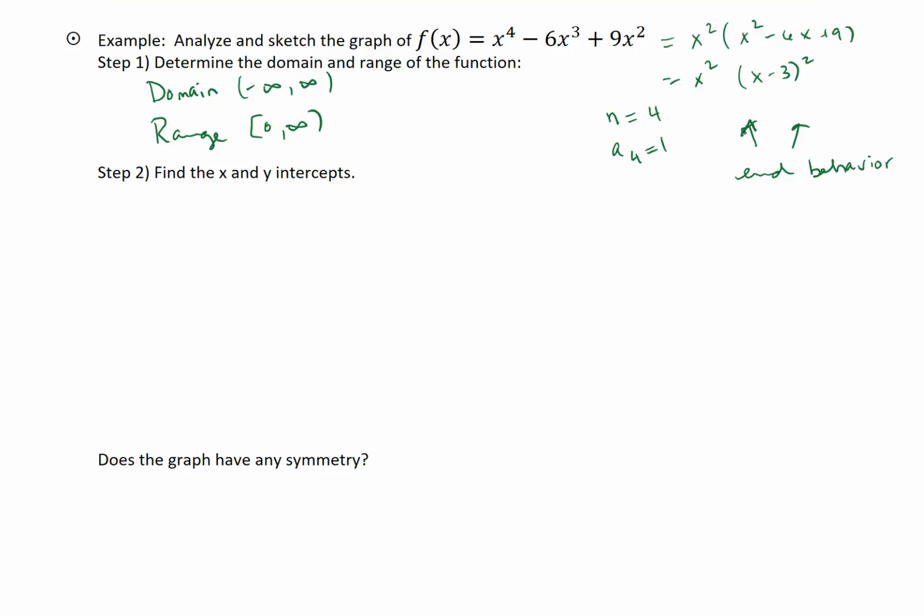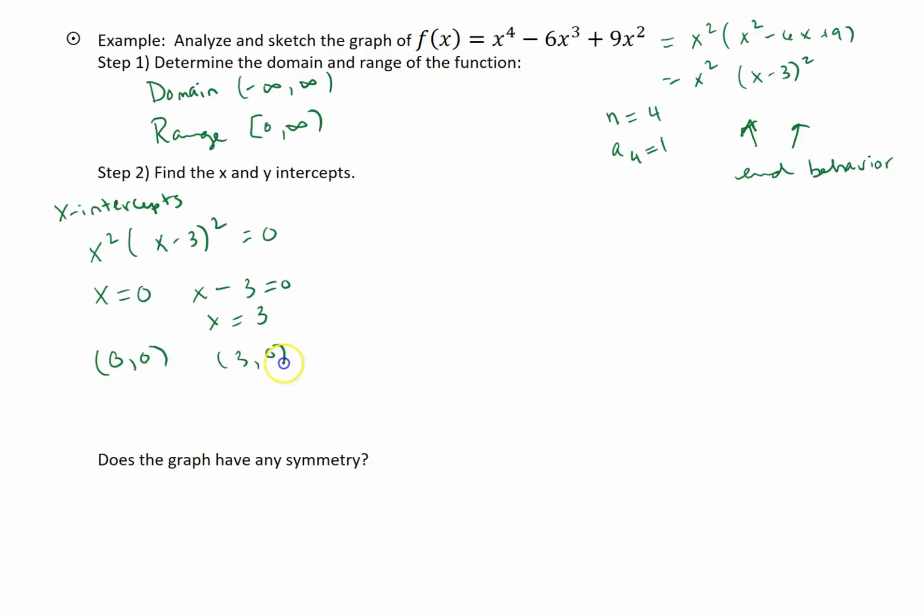The next thing I want to do is find the x and y intercepts. So the x-intercepts mean we're going to set y equal to 0. So I'm going to go ahead and use that factored form that I found earlier. Use whichever form is more convenient and set it equal to 0. So that gives me x equals 0 and x minus 3 equals 0, or x equals 3. So I have an x-intercept at (0, 0), and one at (3, 0).